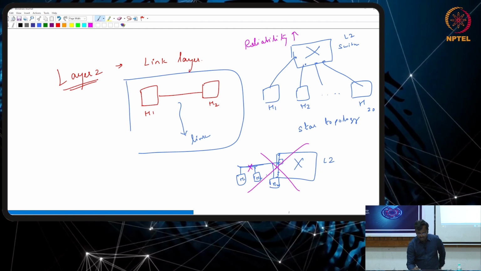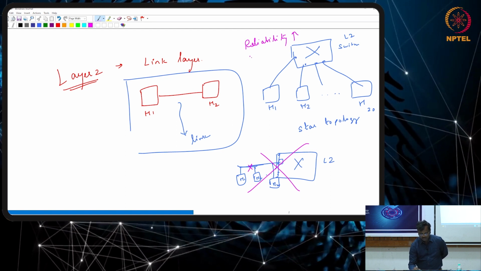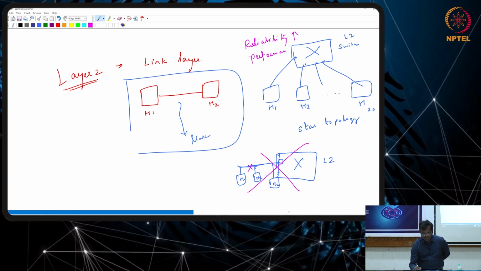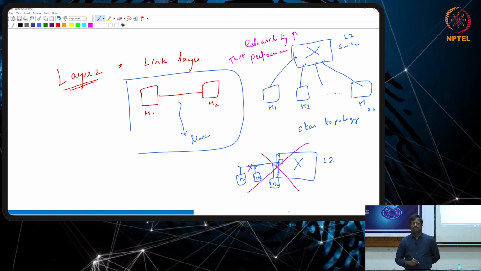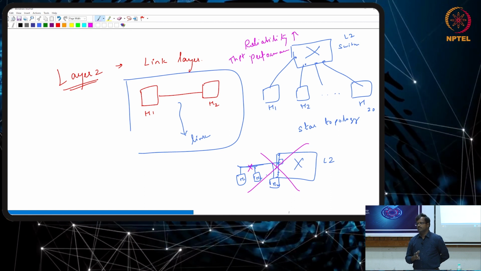To understand that, so this will increase the performance in terms of throughput. Okay, in computer networks, we'll be using throughput and bandwidth as an interchangeable word.